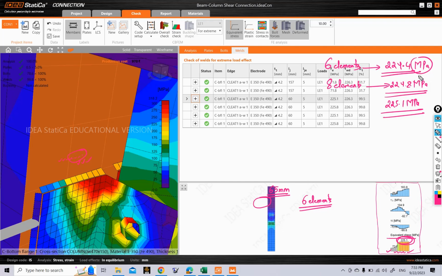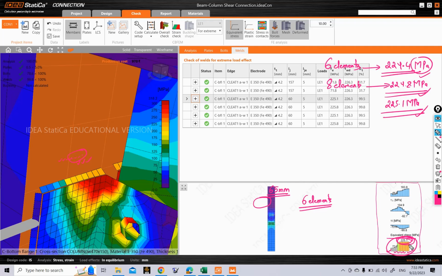Although it is not varying by much for now, this critical result may vary based on the number of finite elements that we divide our weld element into. So it is our engineering judgment to decide into how many elements we should divide our weld, and how we can calculate the total equivalent stress or the single value of equivalent stress. You can calculate by averaging these values here.